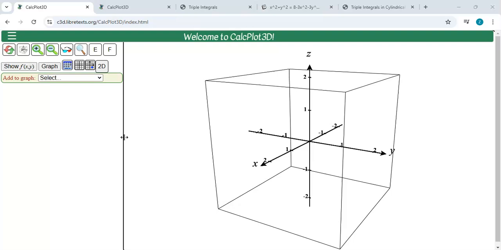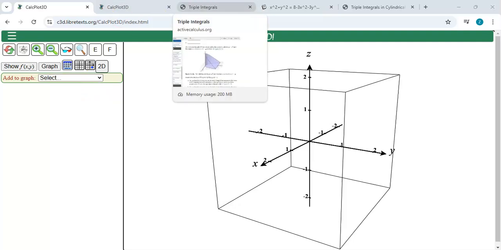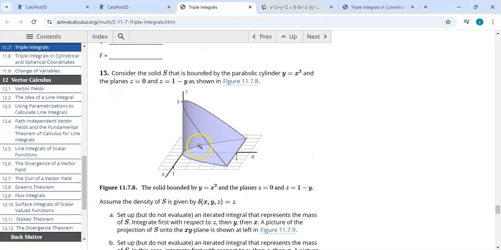So in this video, we'll talk about rectangular coordinates, and then in the next video, I'll talk about how to deal with spherical and cylindrical coordinates. So I'm actually going to go to our book here, Active Calculus, and we're going to start with number 13 here and just see this solid and how to basically recreate this picture in CalcPlot3D.